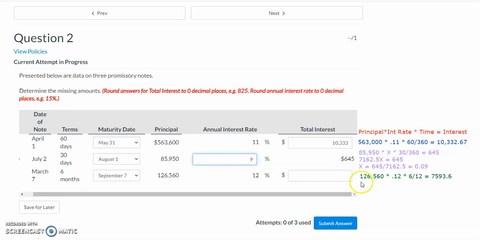In our last example, I'm going to take 126,560, the principal, times the annual interest rate of 12%, times 6 months divided by 12 months, and that's how I'm going to get $7,594 to include in my problem.